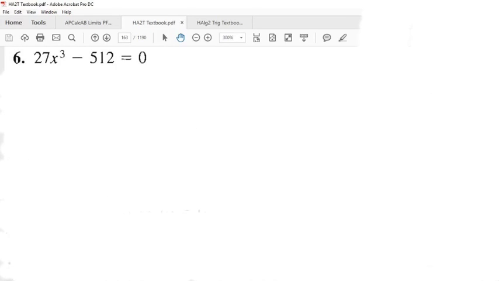How do I know perfect cubes? This is what you do. You think about whatever you can cube to get a number. So think about 1. If I cube 1, what do I get? 1. If I cube 2, what do I get? 8. If I cube 3, what do I get? 3 times 3 times 3, yeah, 27.